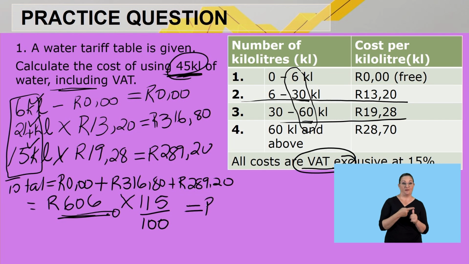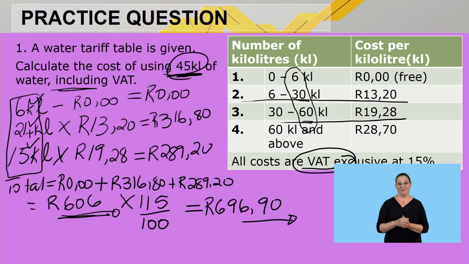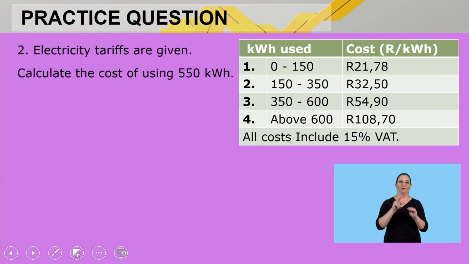So this will amount to a total of 696 Rand 90 cents, including VAT. Right, now we move to number 2. Electricity tariffs are given. So now how do we know that it's an electricity tariff if it's not being told?